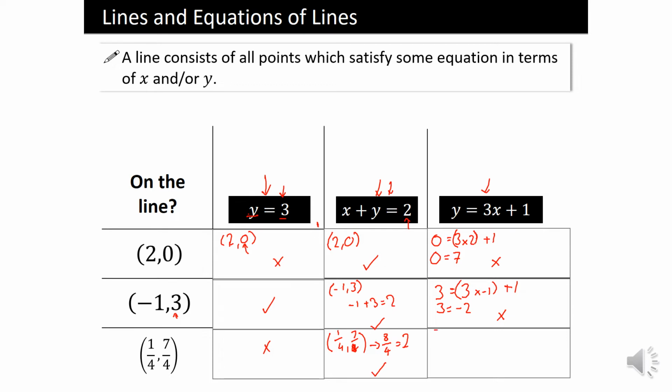And last one, so we've got 7 over 4 equals 3 times 1 over 4 plus 1. So where I've got this plus 1 here, I'm just going to change that to 4 over 4. So 4 quarters is just 1. It's just a different way of looking at it. I'll make this next step a bit easier. So 7 over 4 equals, so that's 3 over 4 plus 4 over 4. So adding 3 quarters and 4 quarters, that does give me 7 quarters, so that one is on the line. Again, this last one's just a bit nastier to deal with because it's fractions, but same concept. You're just substituting in x and y, seeing if it works.